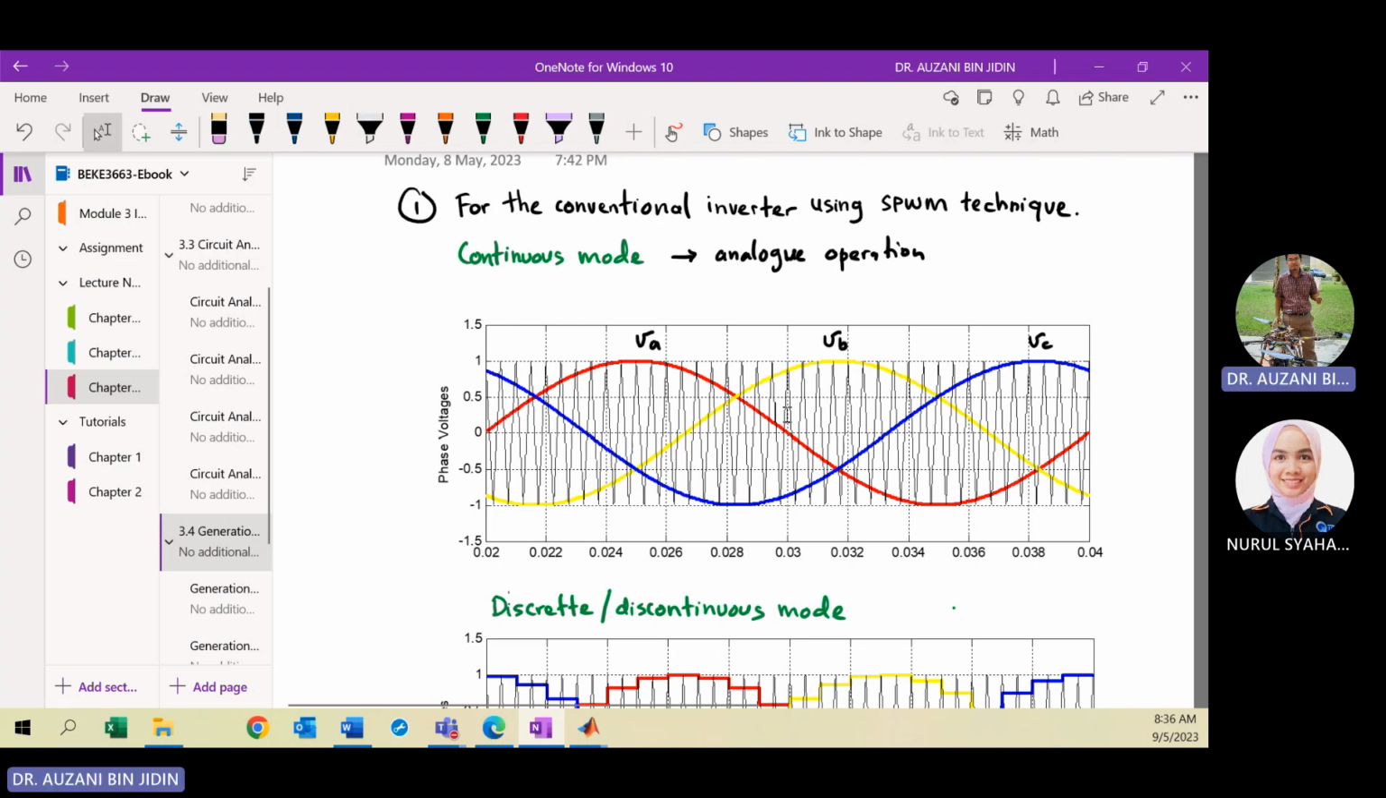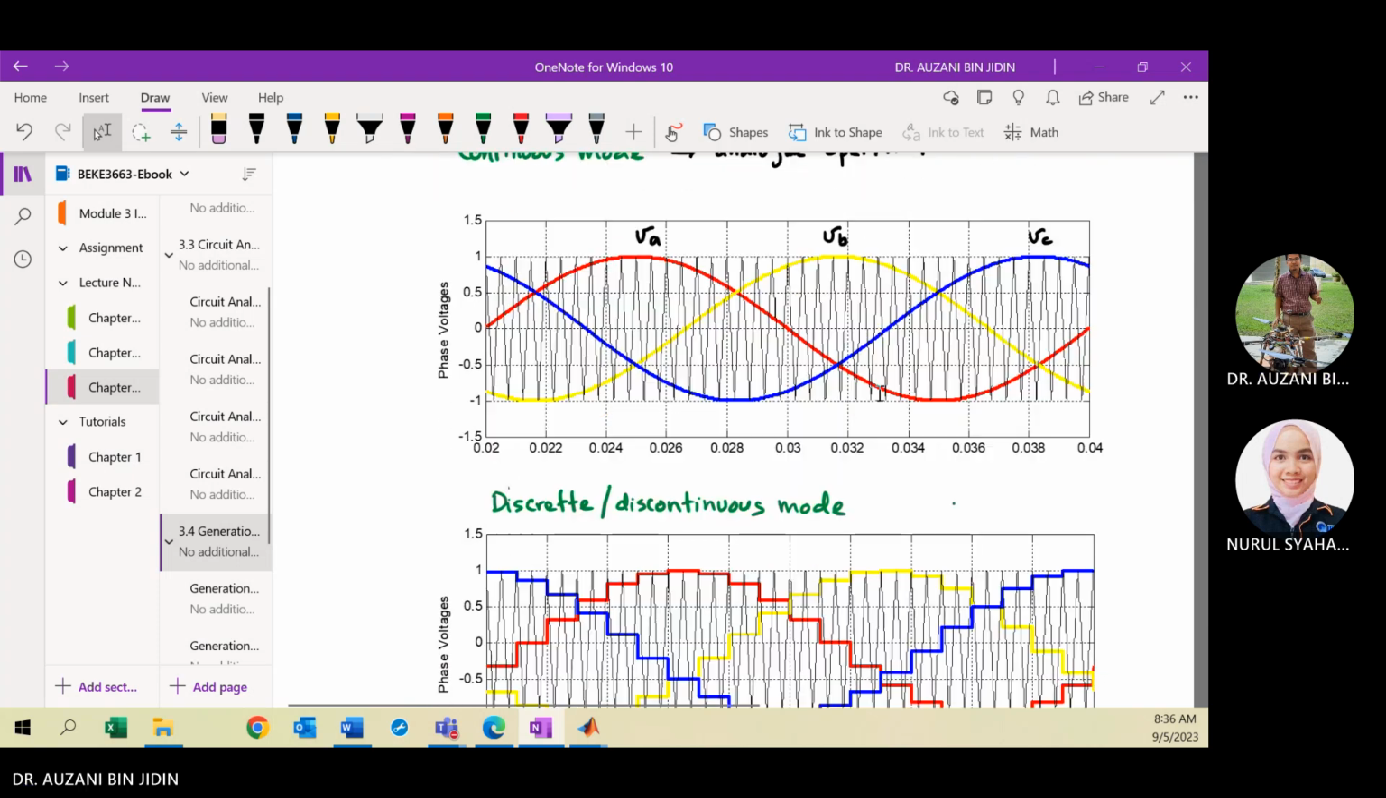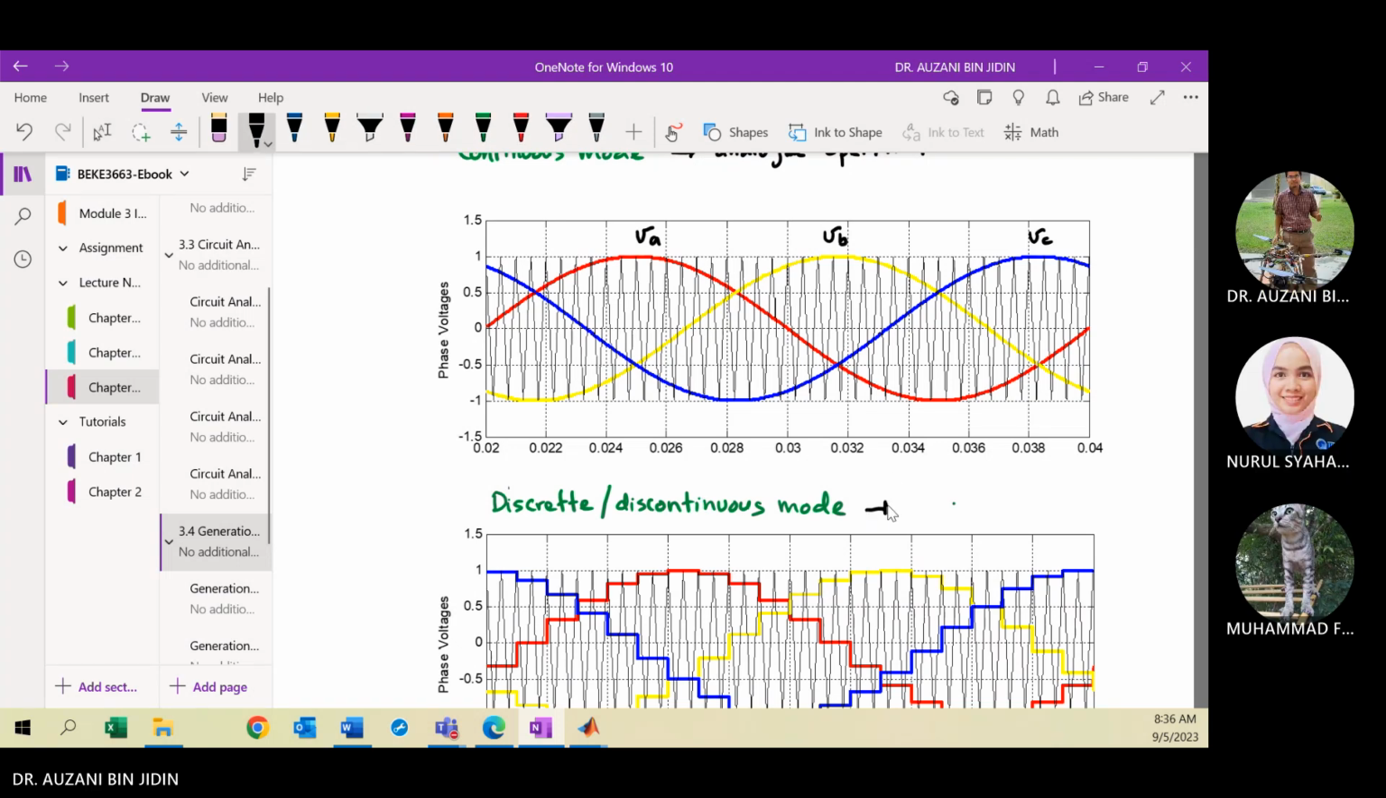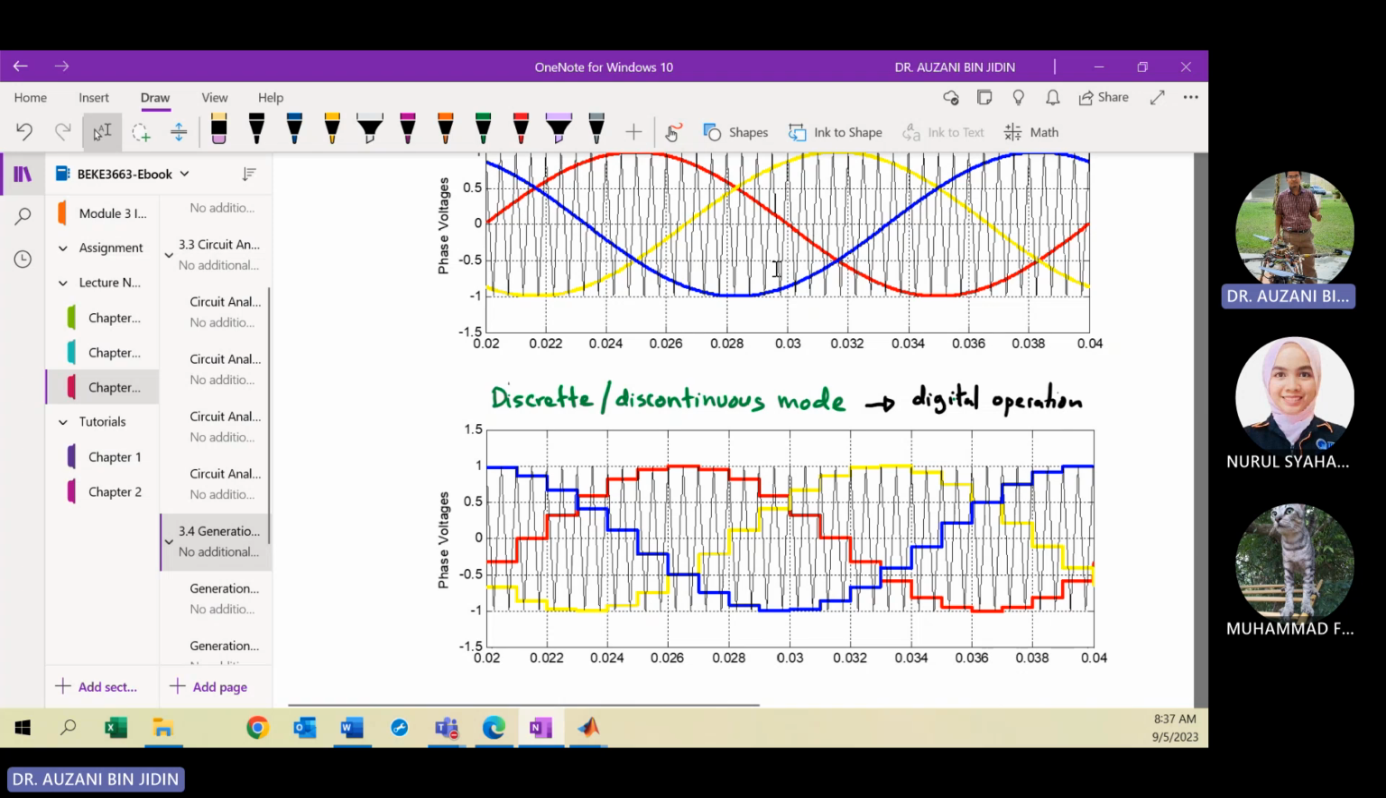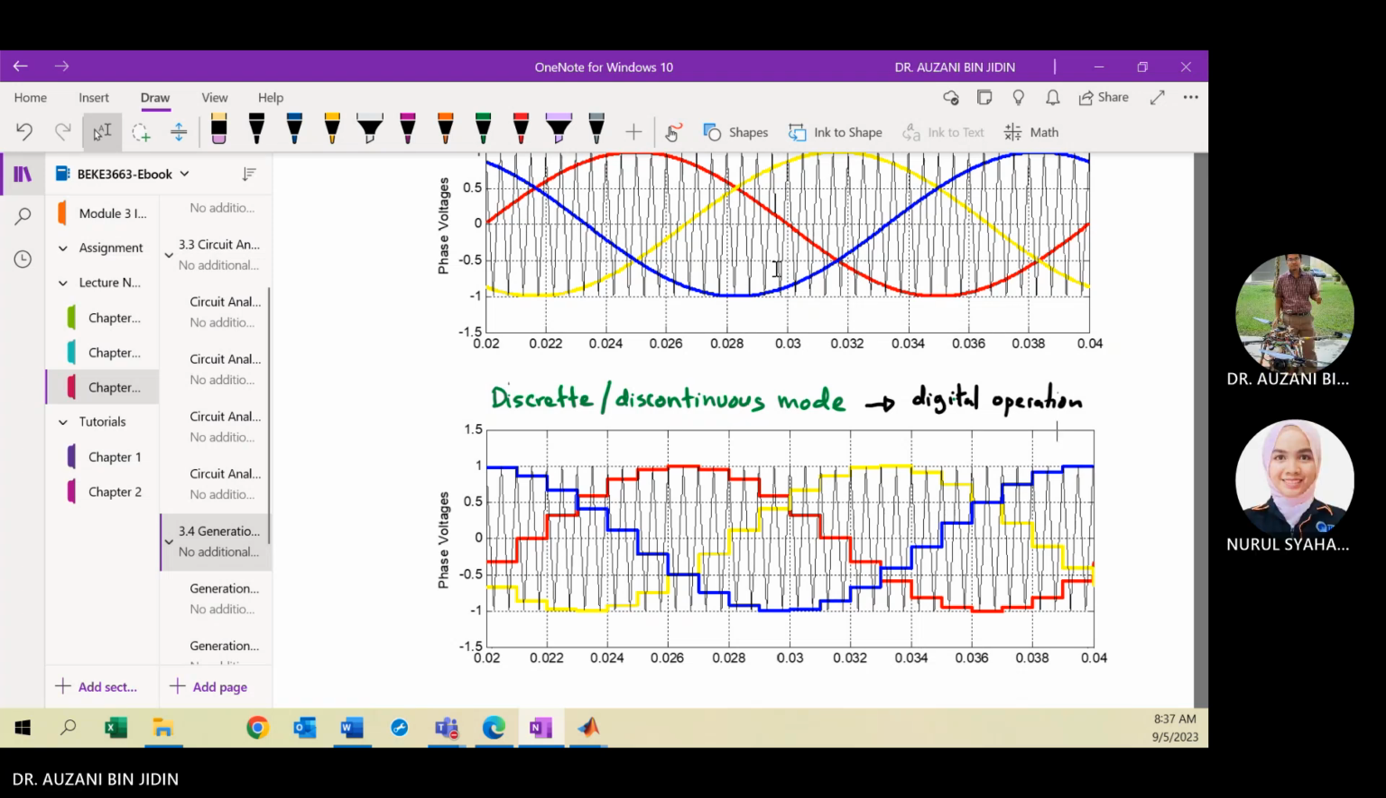But in digital implementation, all the calculation will be in discrete mode, or we can refer to it as discontinuous mode. Your generation of the sine waves VA, VB, VC will be updated every sampling period, depending on the clock frequency of the microcontroller. So this is for the digital implementation, digital operation. Comparing these two waveforms, you can notice the sine wave shape for discrete mode is a staircase wave shape. It will sample and hold for every sampling period. It depends on the clock frequency of the microcontroller.